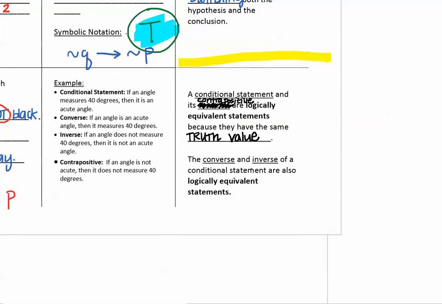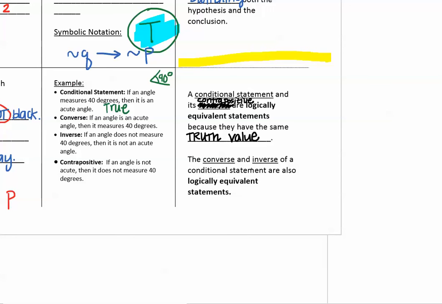This is a geometry example. It's talking about acute angles. In case you don't know what an acute angle is, it's an angle that's between 0 and 90 degrees, but it can't equal 90 degrees. So we have our conditional statement. If an angle measures 40 degrees, then it is an acute angle. So let's think about that. Is that true? Yeah. If you have a 40-degree angle, it's acute because it's between 0 and 90 degrees.